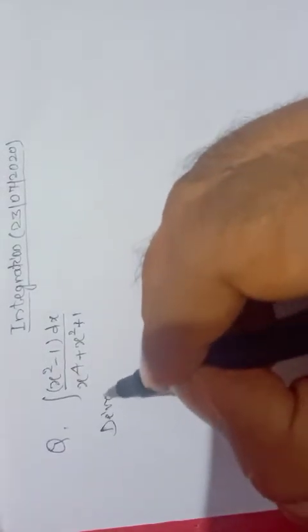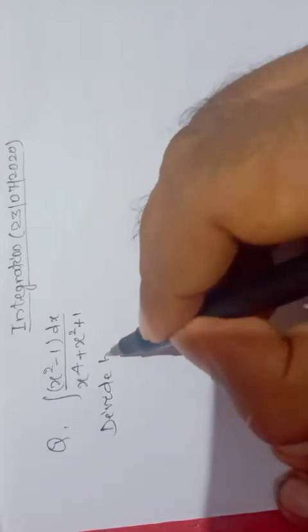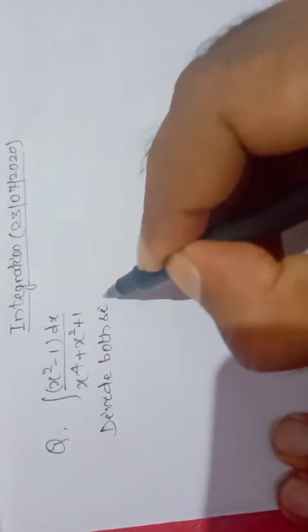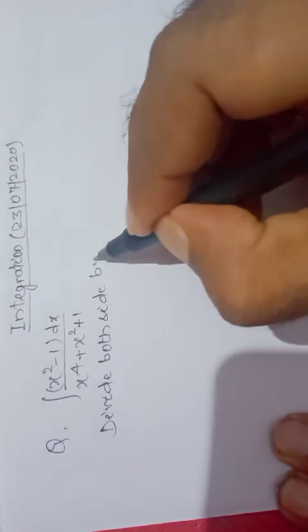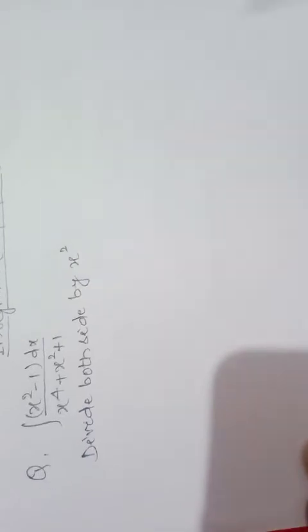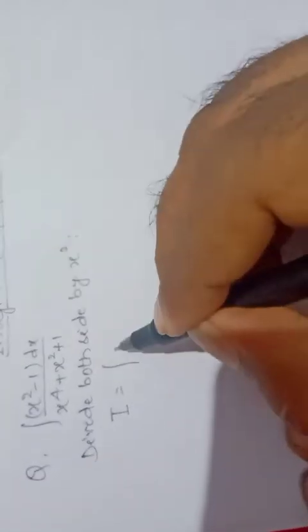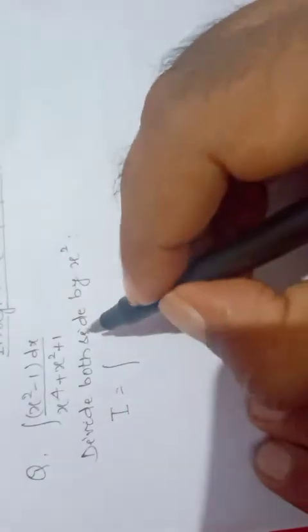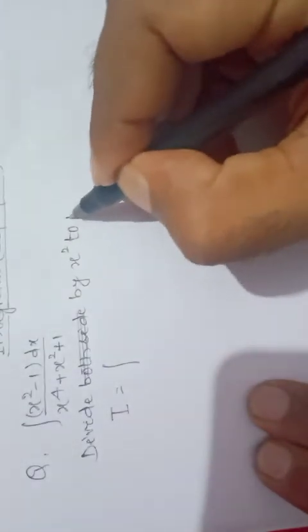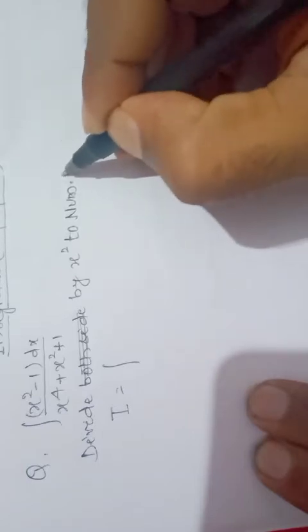In the very first step, divide both sides by x square. Then the integration should equal to, write directly, divide by x square to the numerator and denominator.